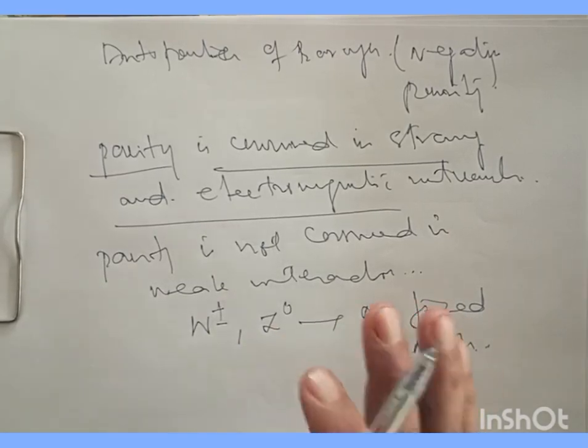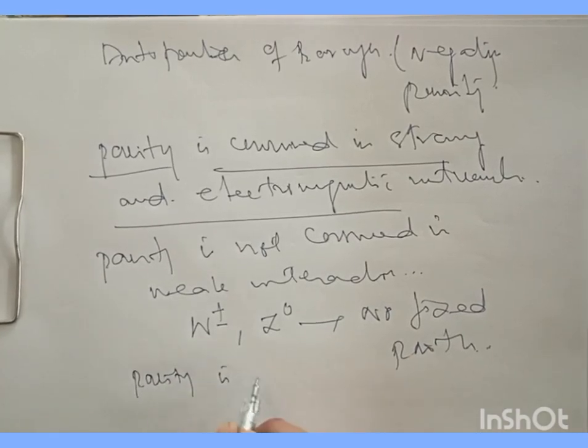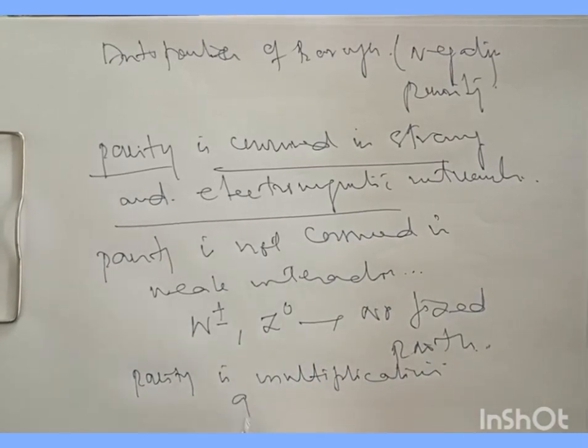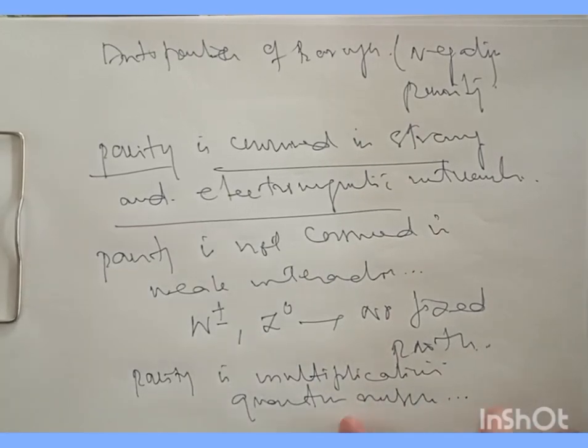This is equal to the product of the parities of its constituent particles. If you have a range of particles, and if we have to calculate the overall parity of that system, all we have to do is to multiply their parities to get the overall parity. Thus, parity is a multiplicative quantum number. So that's an important point. Now let's go with lepton number.